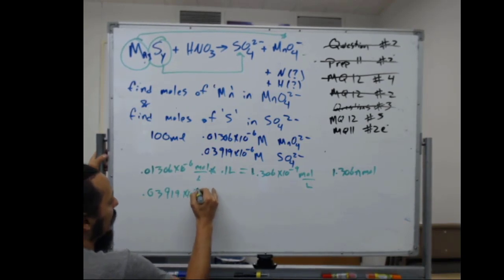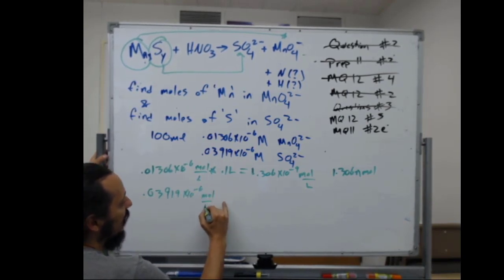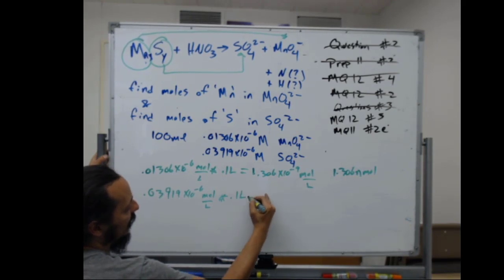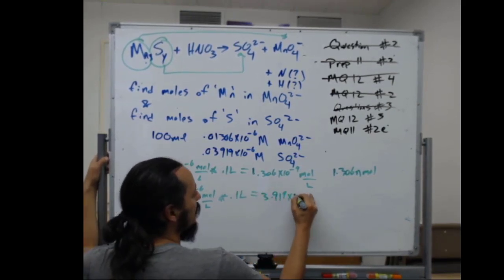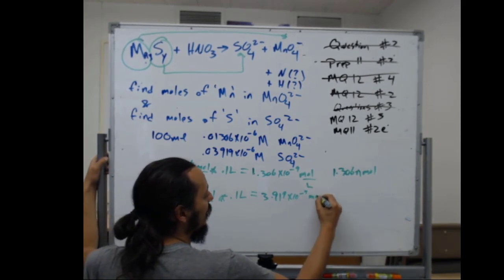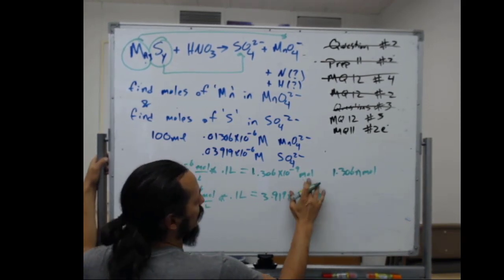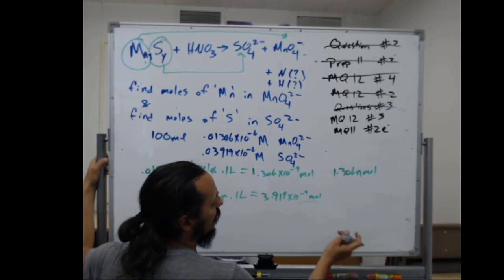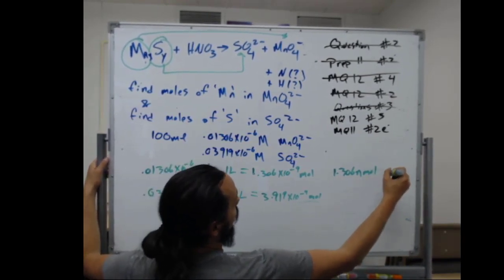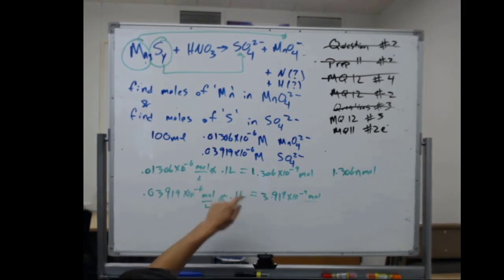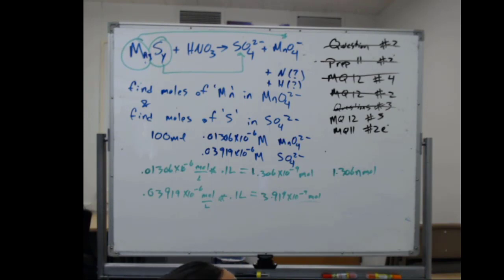0.03919 times 10 to the minus 6 moles per liter times 0.1 liters is going to give us 3.919 times 10 to the minus 9 moles. Oh, sorry, just moles there. And the 0.1 liters, that's the amount of water, the total dilution we did. That's the digestion volume before we did the ICP.